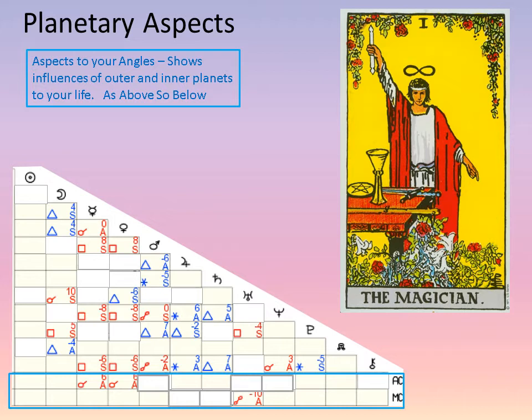Because the angles are so quick moving, they really describe your earthly, terrestrial existence. But it brings external influences, like in this case Uranus, from far away into your daily life. I think of it as above, so below, like the Magician card.